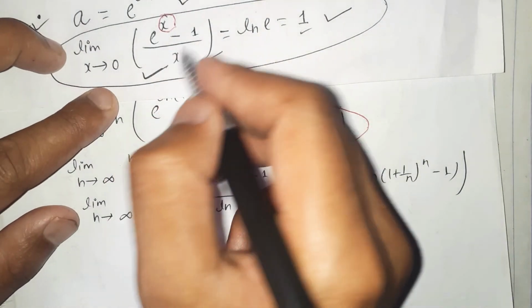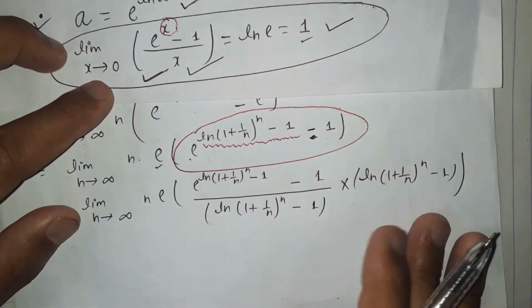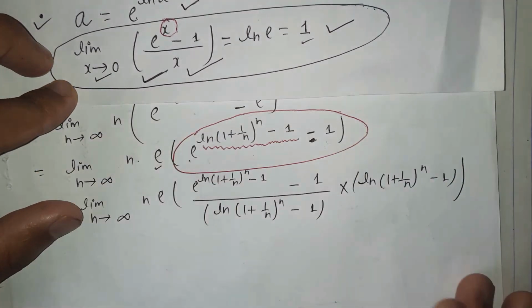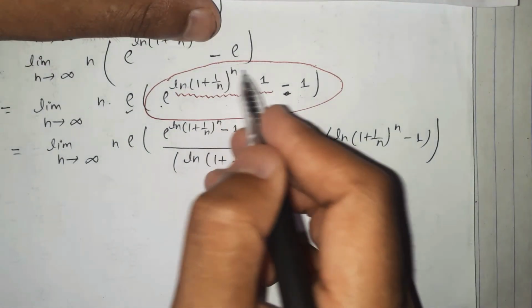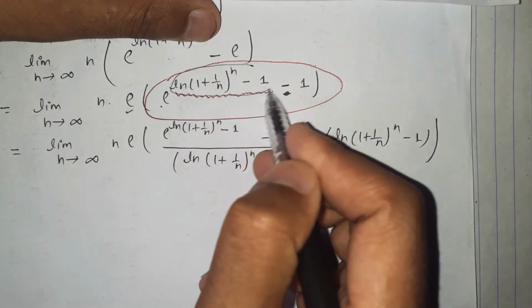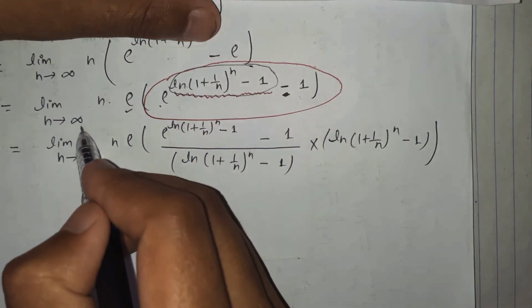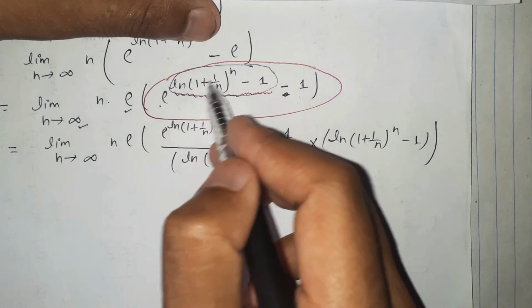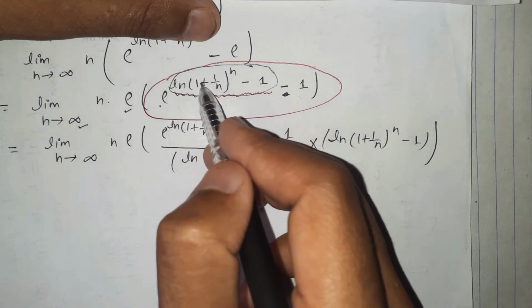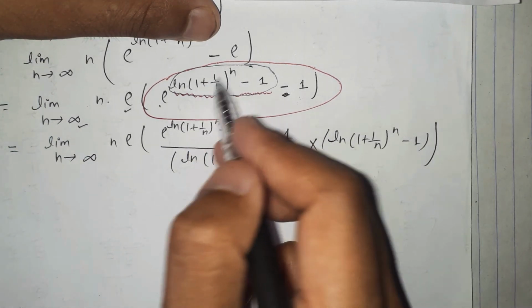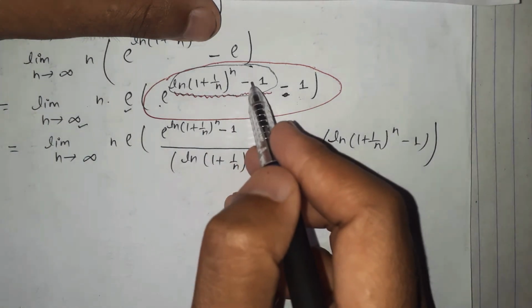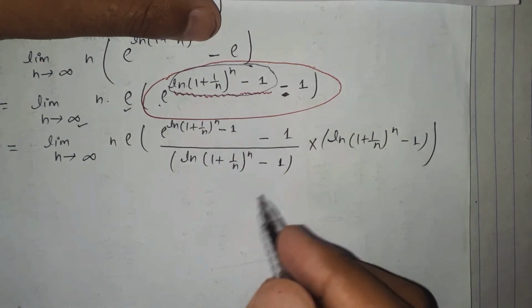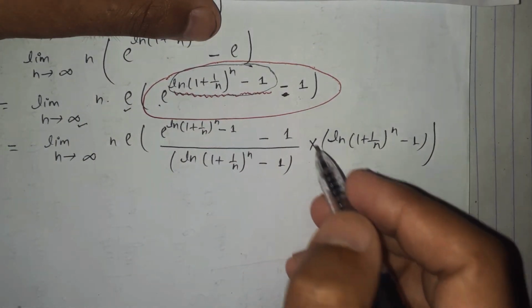I am going to use this formula, and in this formula this exponent is x, and x approaches 0. Let's check whether this term approaches 0 or not. When n approaches infinity, 1 over n goes to 0, ln of 1 goes to 0, so this will approach 0. So we can apply this formula.